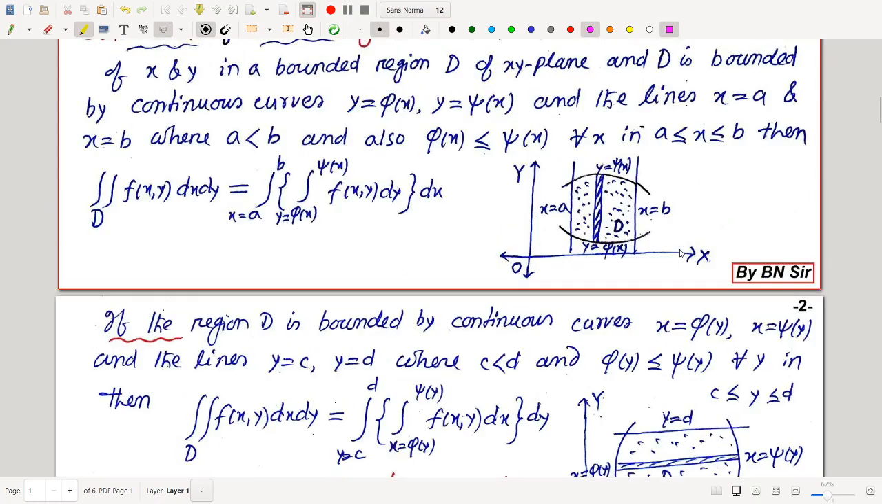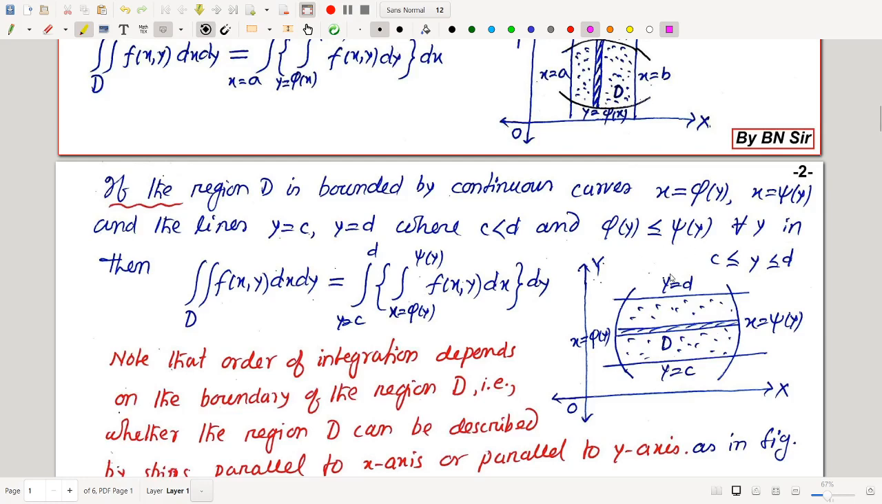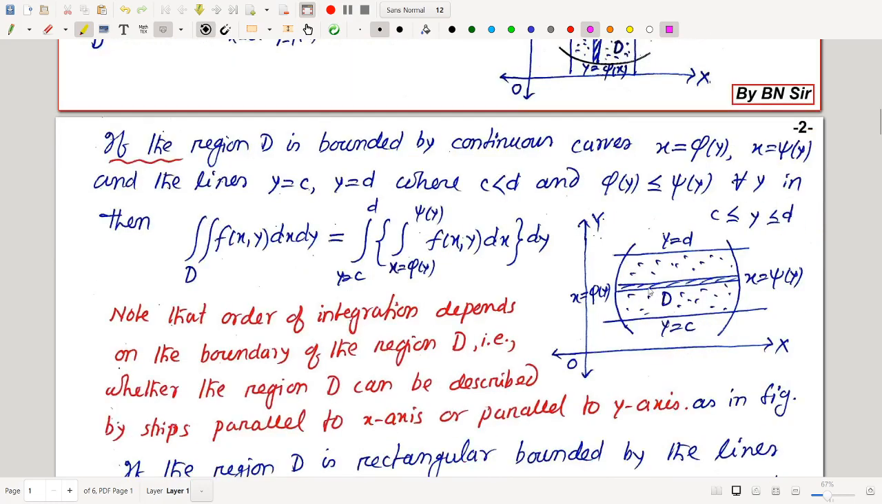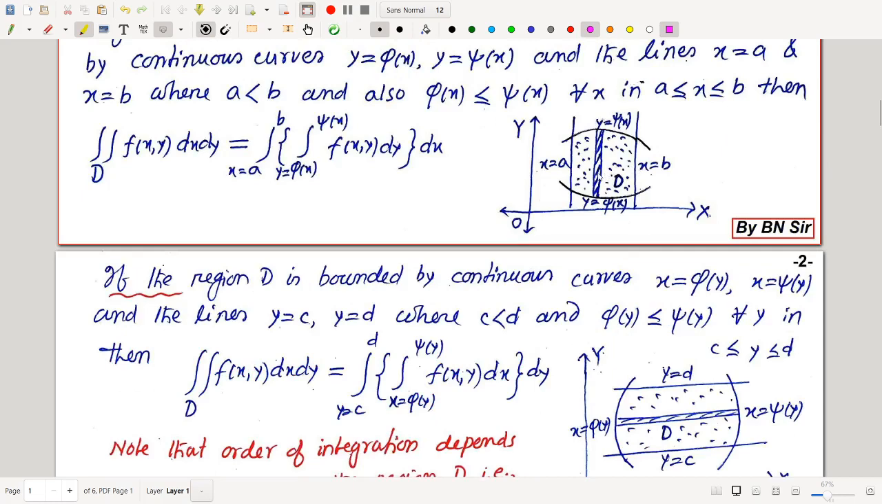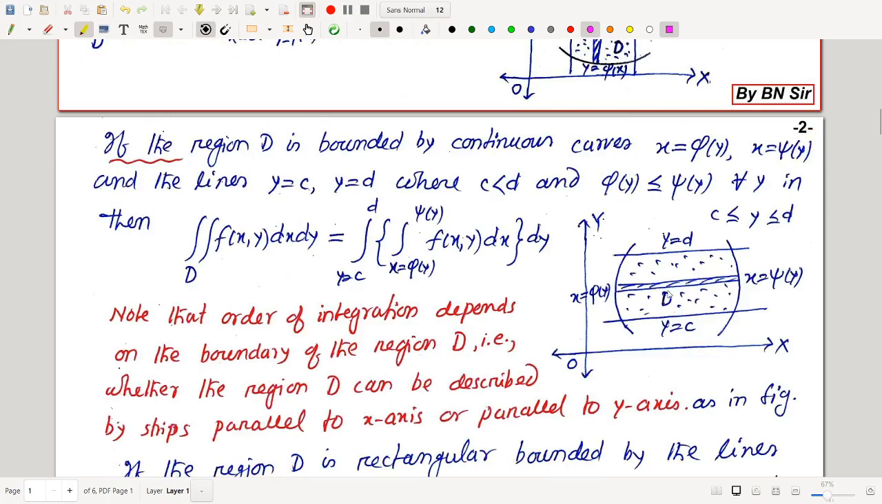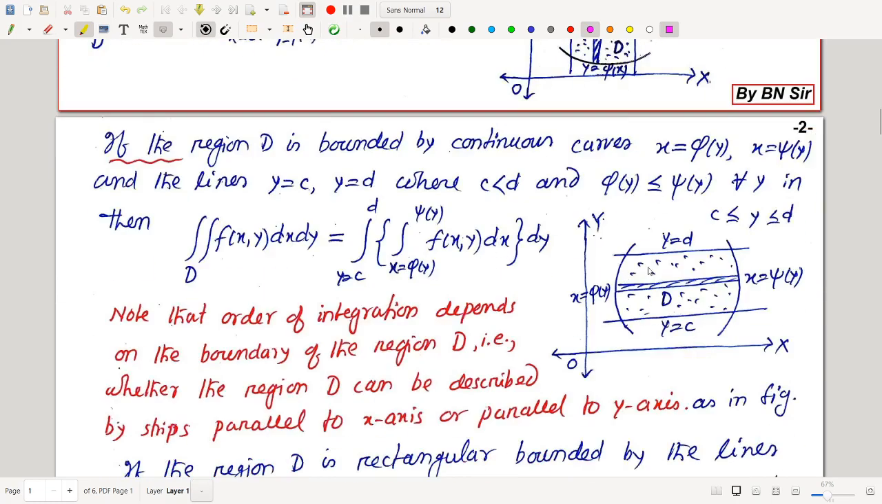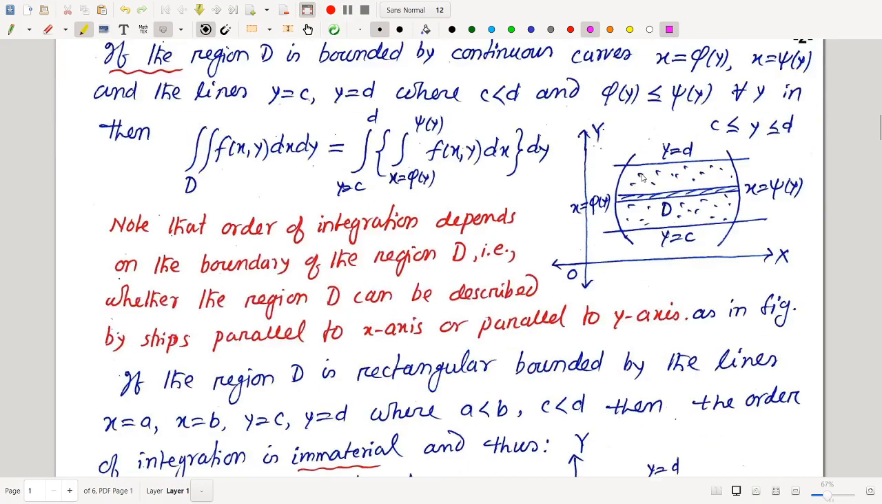So whether we have to integrate with respect to x first or y first depends on the boundary of the region D, or rather on the way in which we describe the region. If we describe the region by strips parallel to the y axis, we have to integrate with respect to y first. If we describe the region by strips parallel to the x axis, then we have to integrate with respect to x first. Okay, so there are two ways we can calculate, depending on the boundary of the region D over which the integral is required.